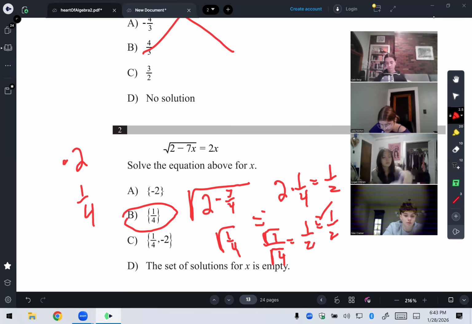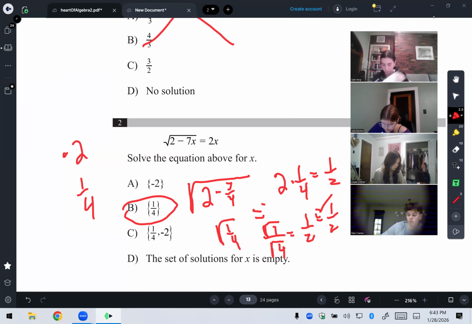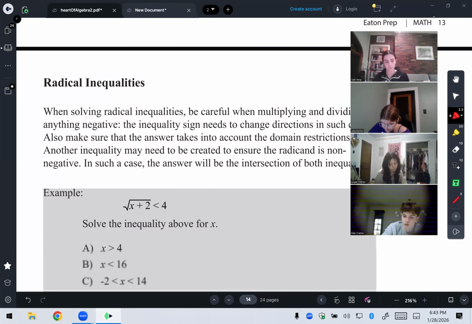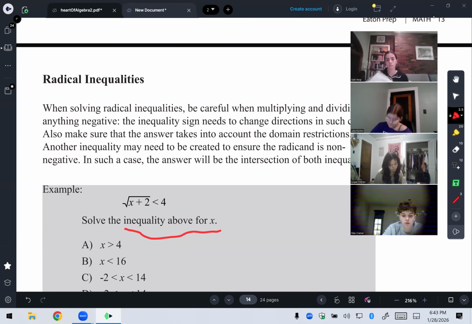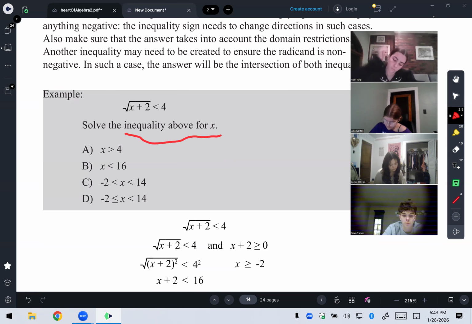Okay, so we're going to go on to the next page. We're going to be skipping. Okay, so the next one is radical inequalities. So let's look at the example. You do it straightforward, but then you also have to make sure that there's never a negative sign under the radical, because then we have imaginary numbers, which aren't on the test.